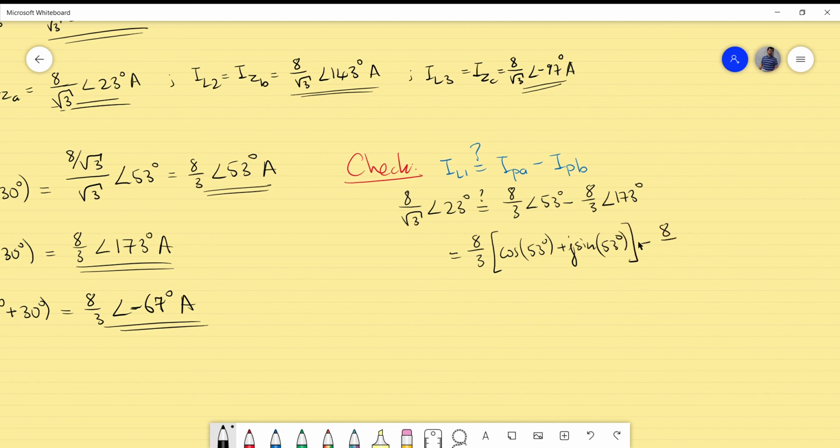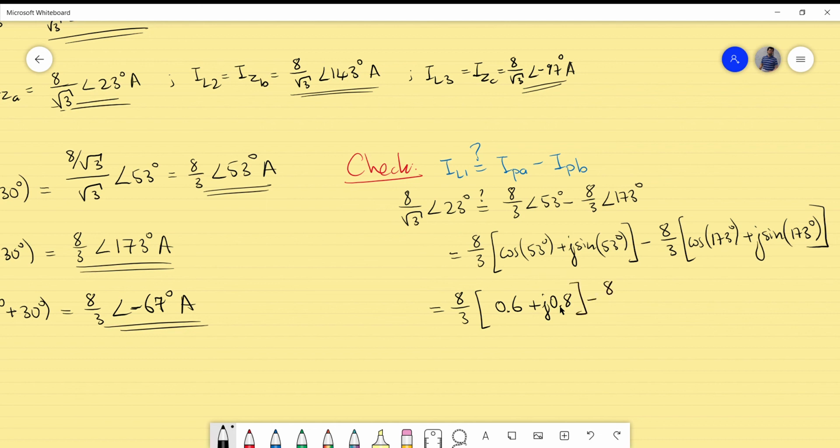Again, minus 8 divided by 3. You will take the cosine of 173 degrees plus j sine 173 degrees, and it's actually the final one. So let's write it down. 8 divided by 3, which is cosine of 53 degrees. If you had the exact expression for this phase, it must be 53.13, but anyways, if you do the math, you will get exactly 0.6 or very close to 0.6 if you have rounded off. And for the sine part, you will have j 0.8 plus.